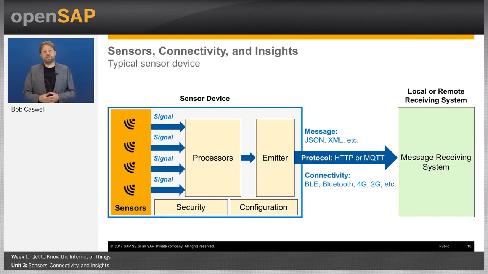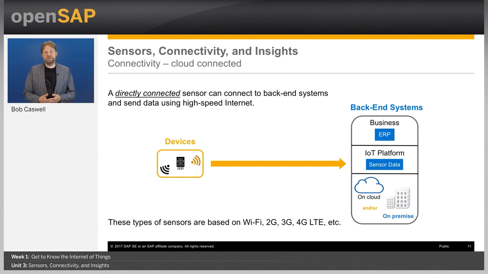So a directly connected sensor can connect to the back-end systems and send data by using high-speed internet. These types of sensors are the ones based on Wi-Fi, 2G, 3G, 4G, LTE, and other standard communication technologies. For these types of sensors, a gateway layer is not required, but frequently sensor devices do not have communication capabilities to transmit all their sensor data in a secure, reliable, and cost-efficient manner to the back-end systems.